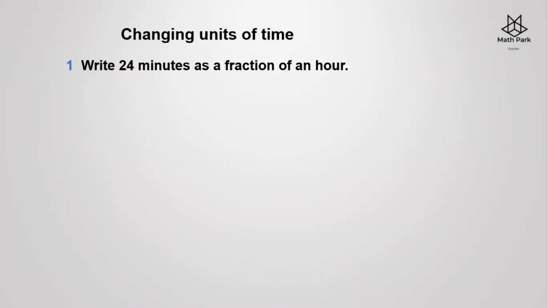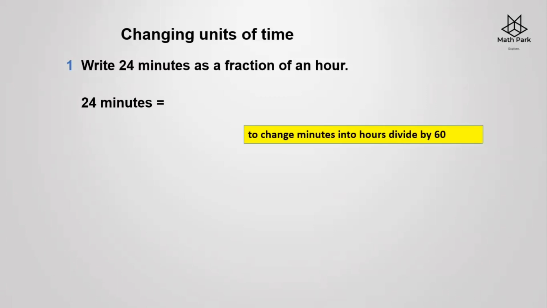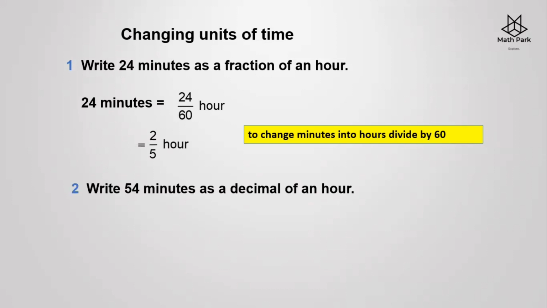So let us understand how to change the units of time. Write 24 minutes as a fraction of an hour. If you have to change minutes to hours, we divide by 60, 24 by 60, which is 2 by 5 hours.